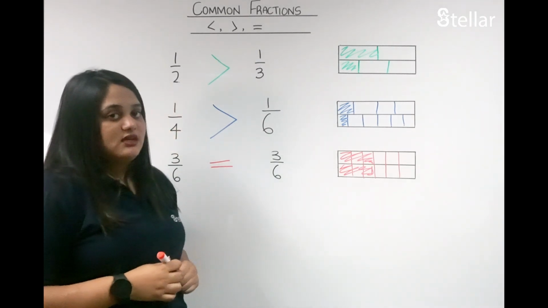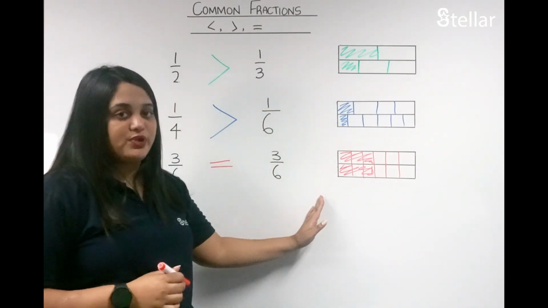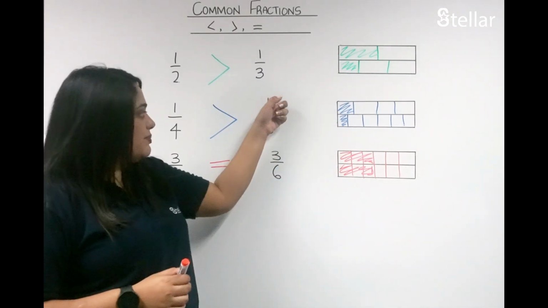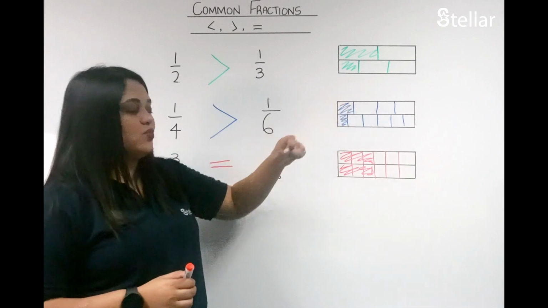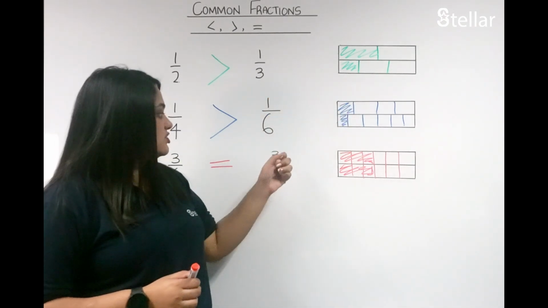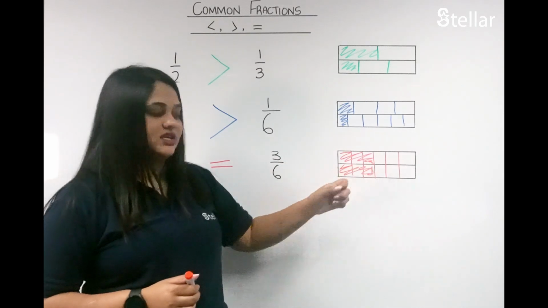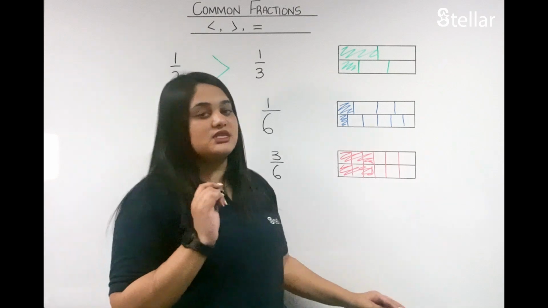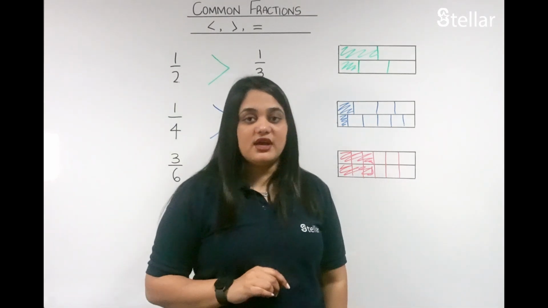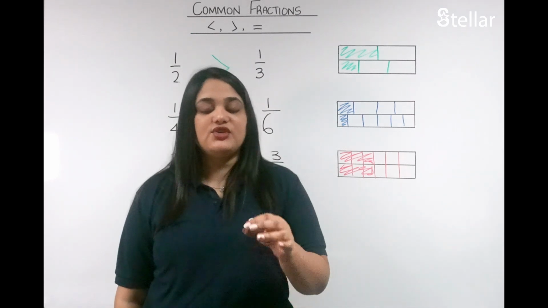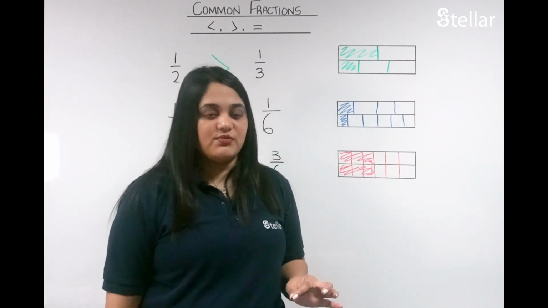This is a method, right? A way to help you. If you color in the parts, 1 part of 1/4, 1 part of 1/6, 3 parts of 1/6. If you color in the number of parts, you'll be able to see which number is bigger and which number is smaller. So use that trick, use that method, complete your workbook.